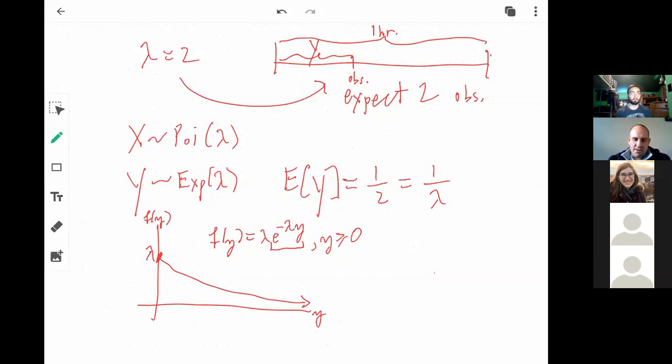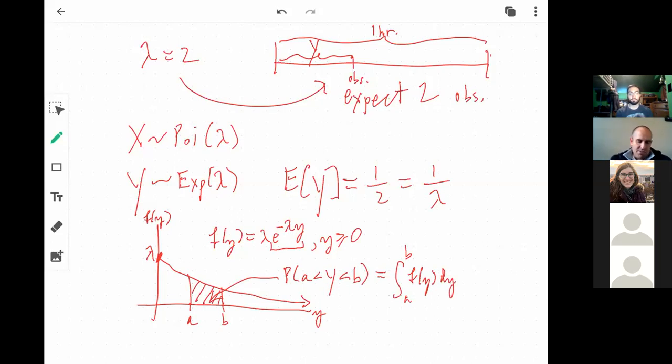And what does this mean? Remember, we get probabilities. If I wanted the probability that Y was between two numbers, these two numbers right here, I would have to integrate this function. The probability that a is less than Y is less than b would be the integral from a to b of f of y dy.